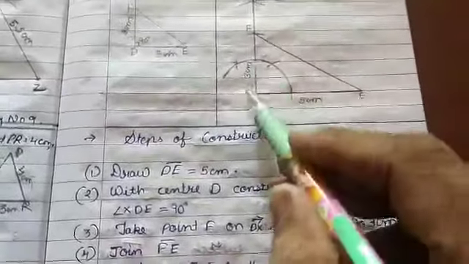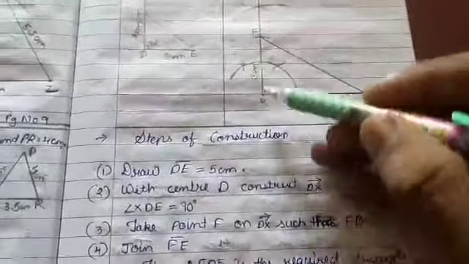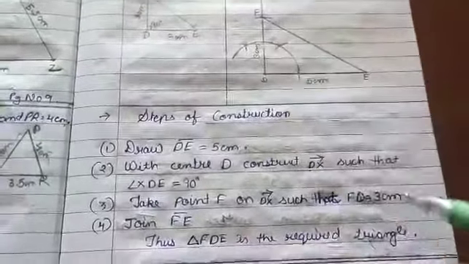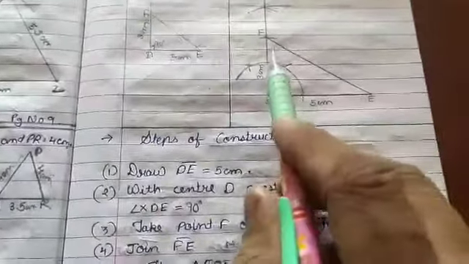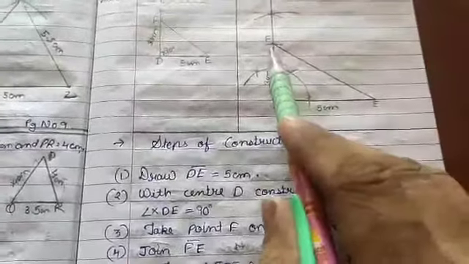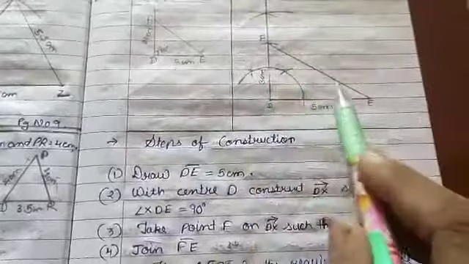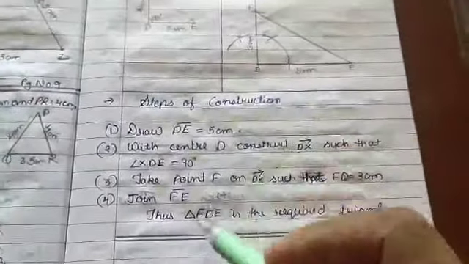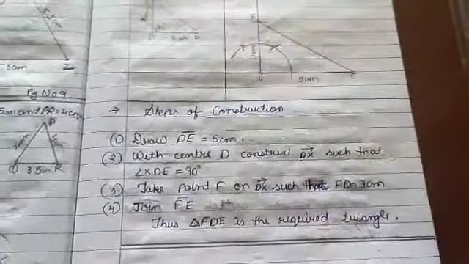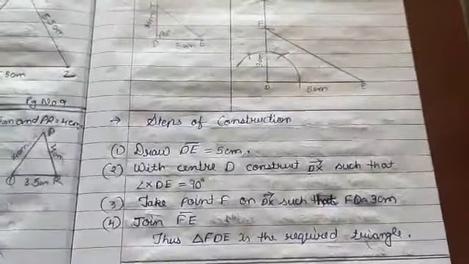Take point F on ray DX such that FD equals 3 centimeter. Now it's very simple: as the length of FE is not given, but DE and DF are given, you can easily join FE. So this is how we get triangle FDE, our required triangle.